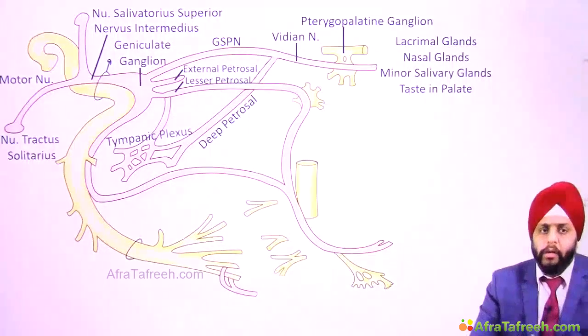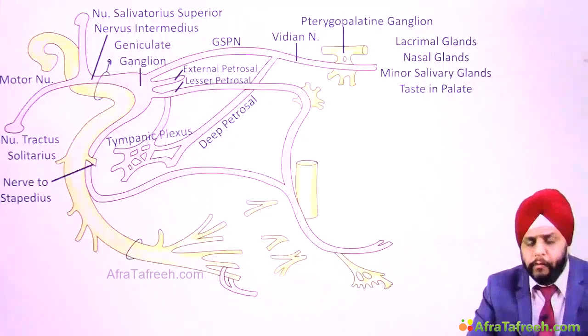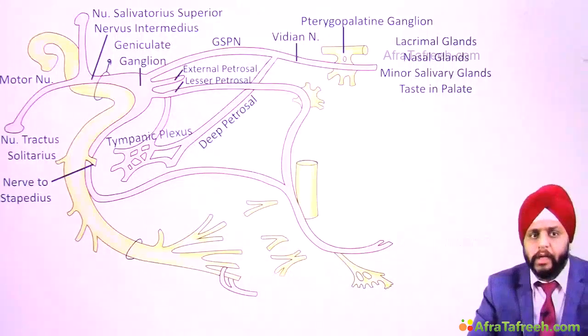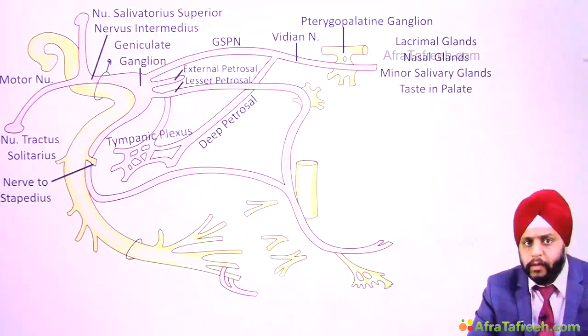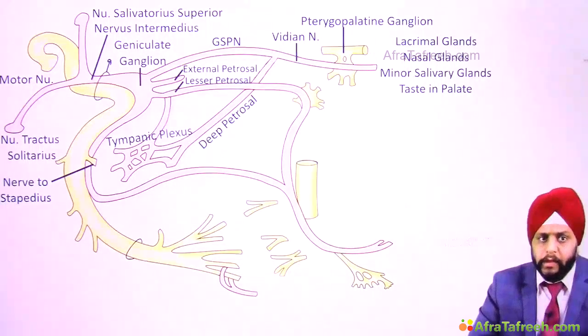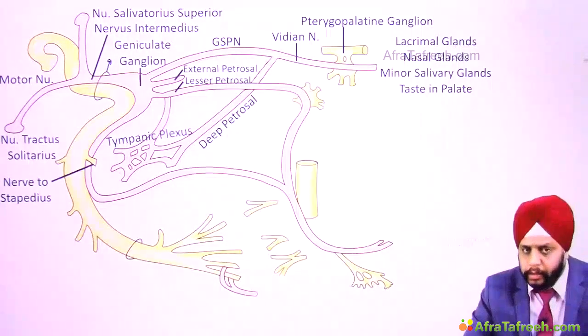Okay, then we have this nerve. What is the second nerve? We have to remember the nerve to stapedius, the first motor branch of the facial nerve. You can see the yellow color is the motor fibers, the pink color are the sensory and secretomotor fibers. So this is the first branch of the facial nerve, the nerve to stapedius.